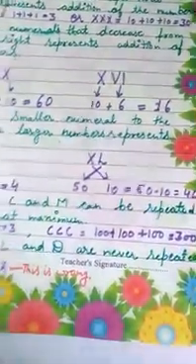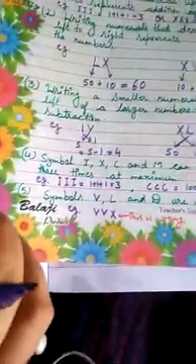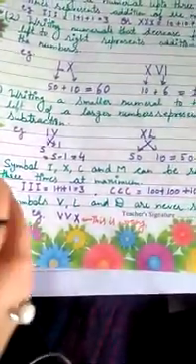Okay, students. So, what is the rule of subtraction? In which we have to write the smaller number on the left side and the larger number on the right side. I have one more example. See.